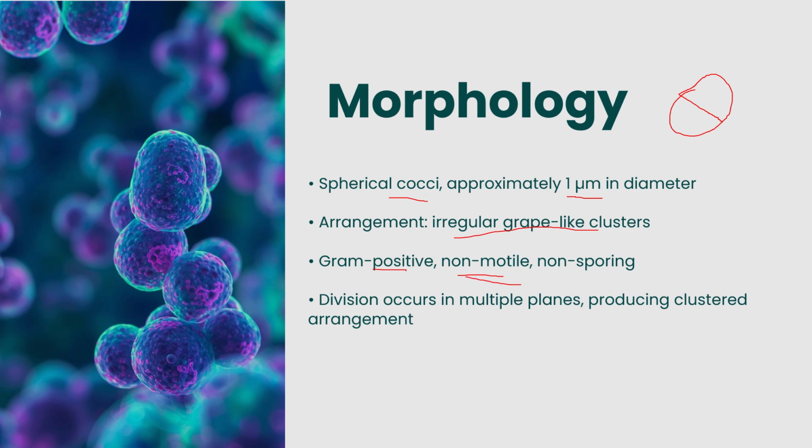It will not move. Non-sporing: we know a few bacteria make spores as a mechanism to survive under difficult conditions. If this is the bacillus, this round structure is the spore. Organisms like Bacillus or Clostridium form spores, but Staphylococcus is not a spore-forming organism, so we call them non-motile and non-sporing.